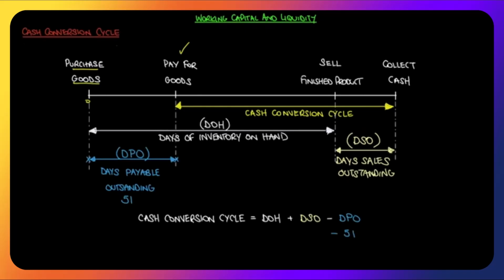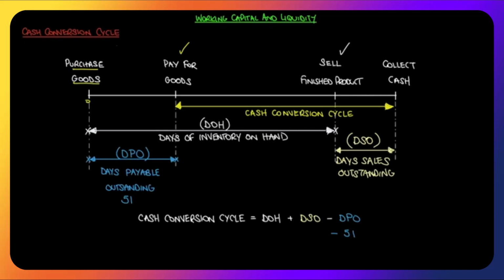Now then, why have you purchased those goods? You've purchased those goods because you're hoping to turn them into a finished product and sell it. So we sell that finished product here. The time between buying your goods, so the raw materials arriving in your warehouse, and selling those goods, we measure as the days of inventory on hand. How long is inventory in your warehouse before it is sold?